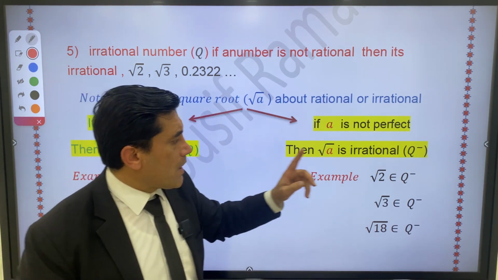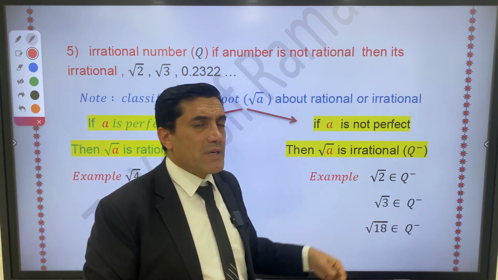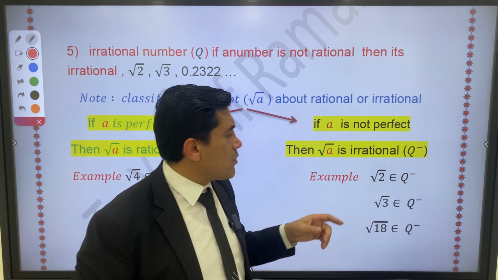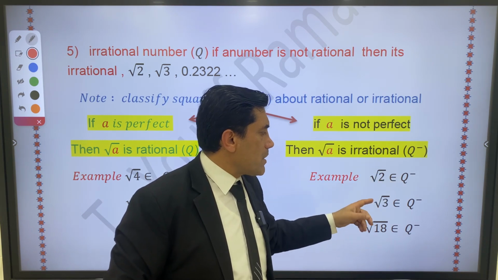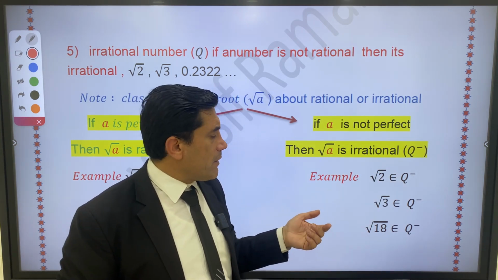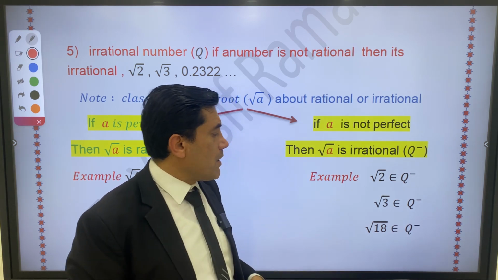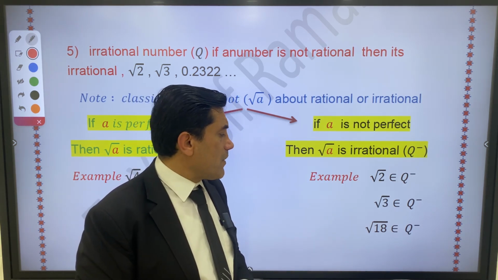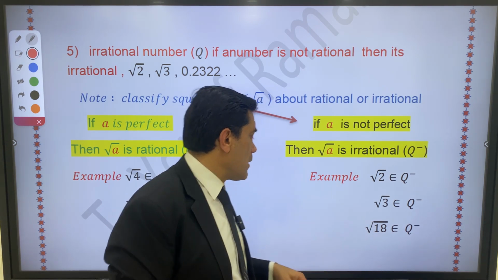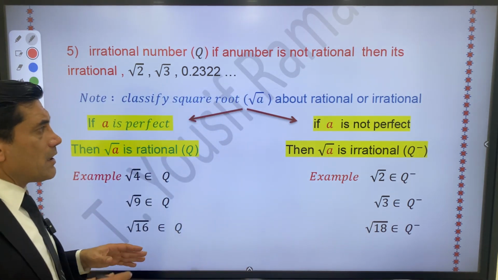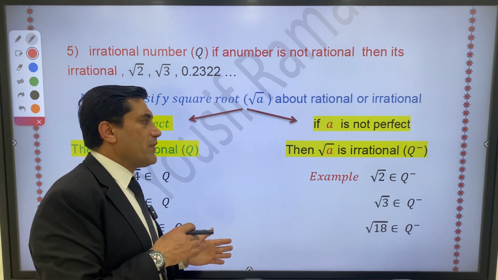For example, square root of 2: since 2 is not a perfect number, it belongs to the irrational numbers. 3 is not a perfect number, so square root of 3 belongs to the irrational numbers. Square root of 18: 18 is not a perfect number, so it belongs to the irrational numbers.